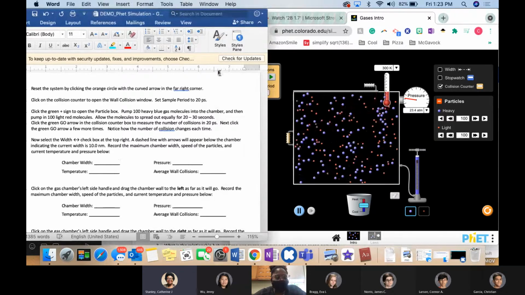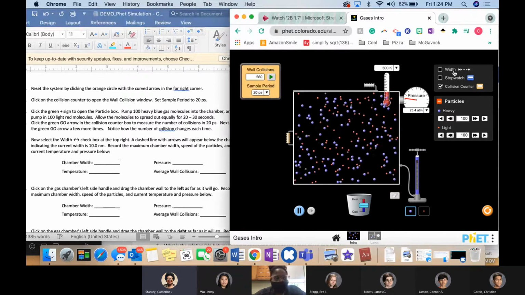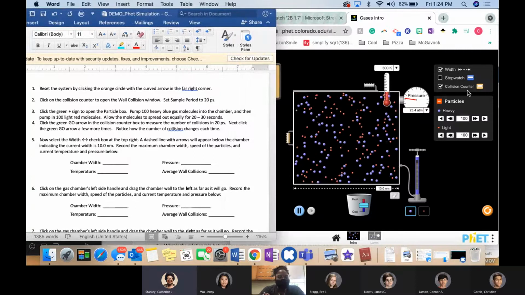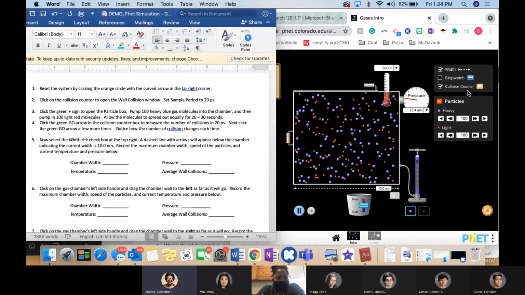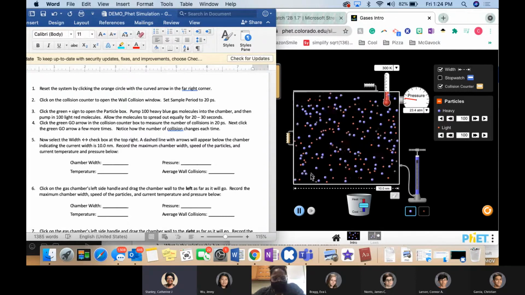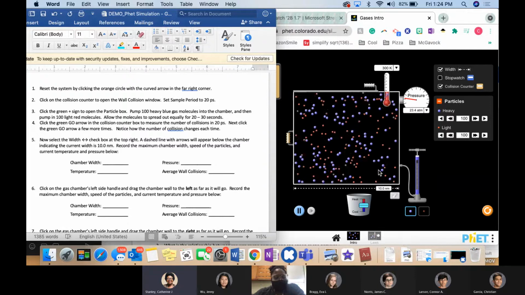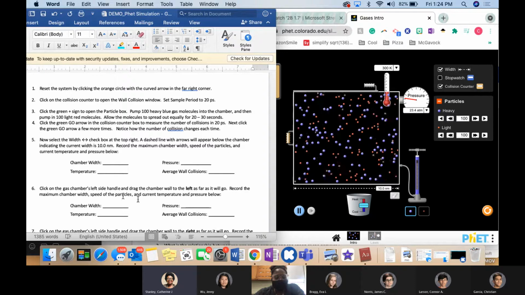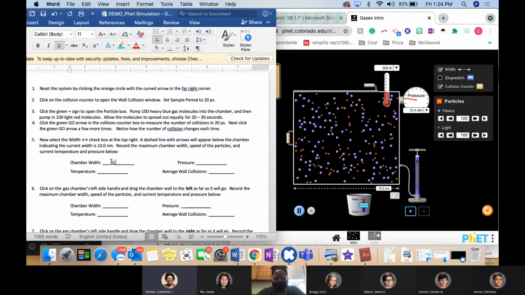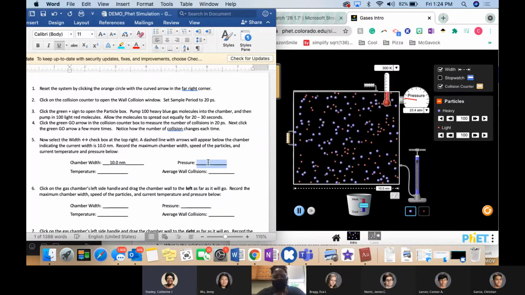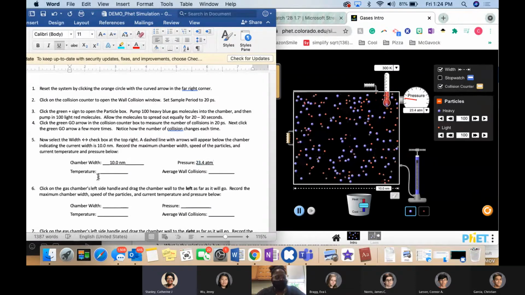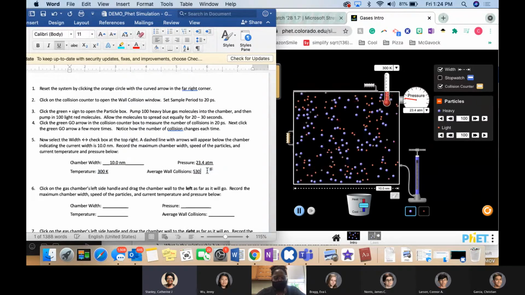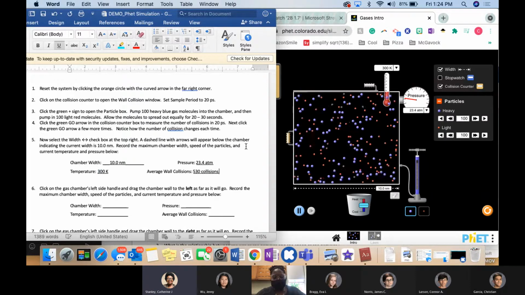It says now select the width checkbox on the right. I am on number 5. It says check the width box at the right, a dashed line with arrows will appear below the chamber indicating that the current width is 10.0. Record the maximum chamber width, speed of the particles and current temperature and pressure below. Our chamber width right now is 10.0 nanometers. My pressure is 23.4 atmospheres. My current temperature is 300 Kelvin. Average wall collisions, I had about 530 collisions.